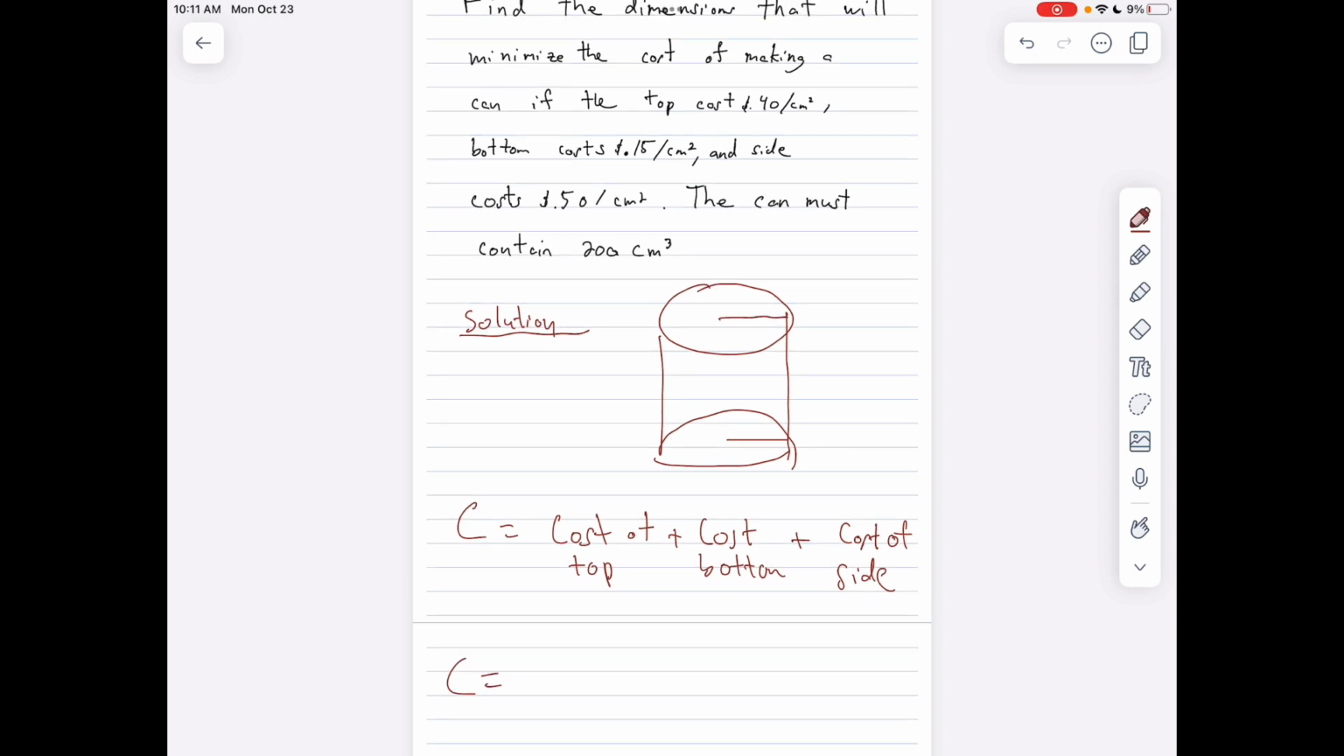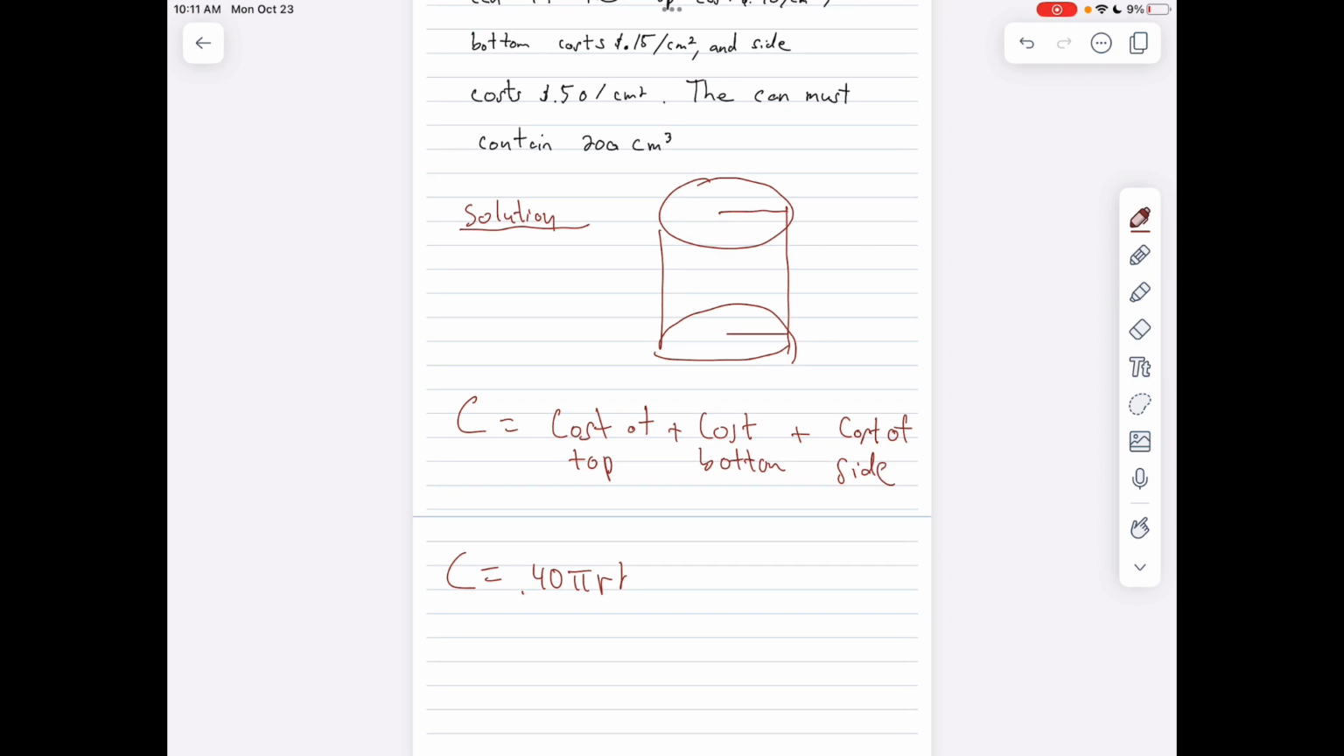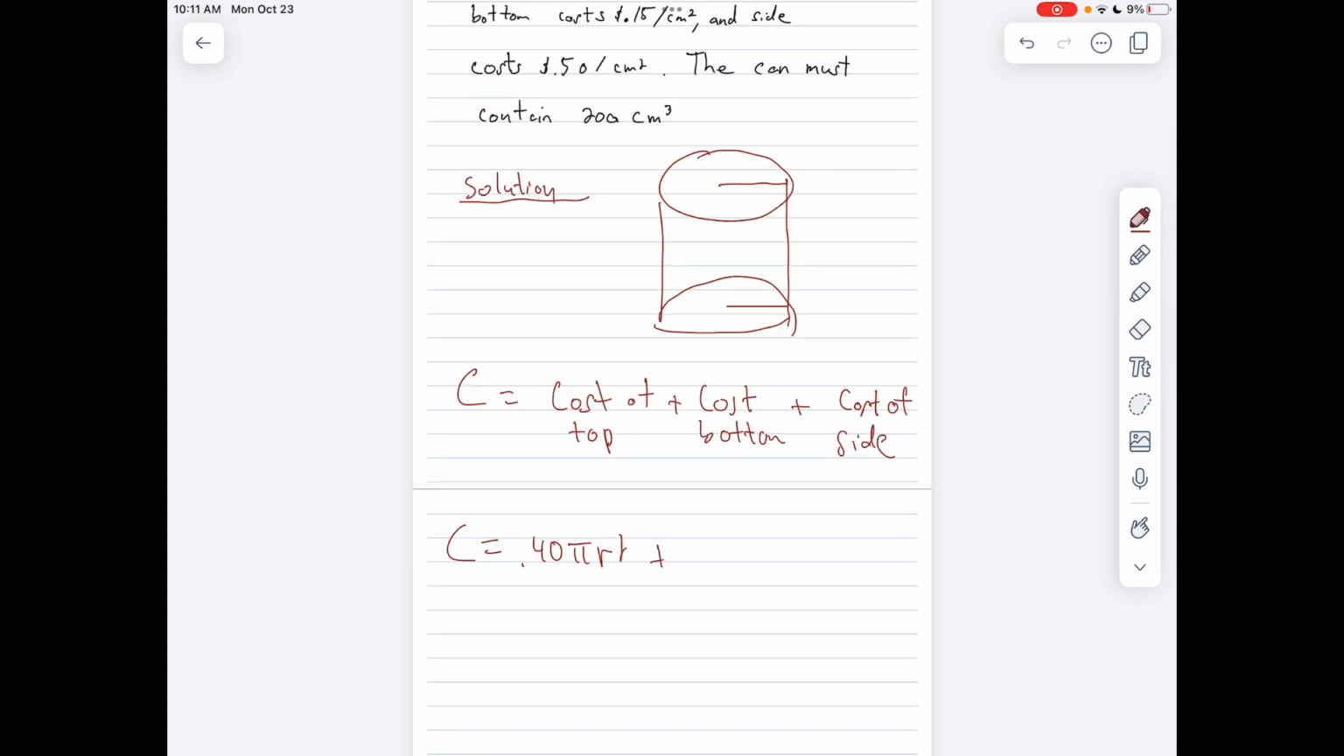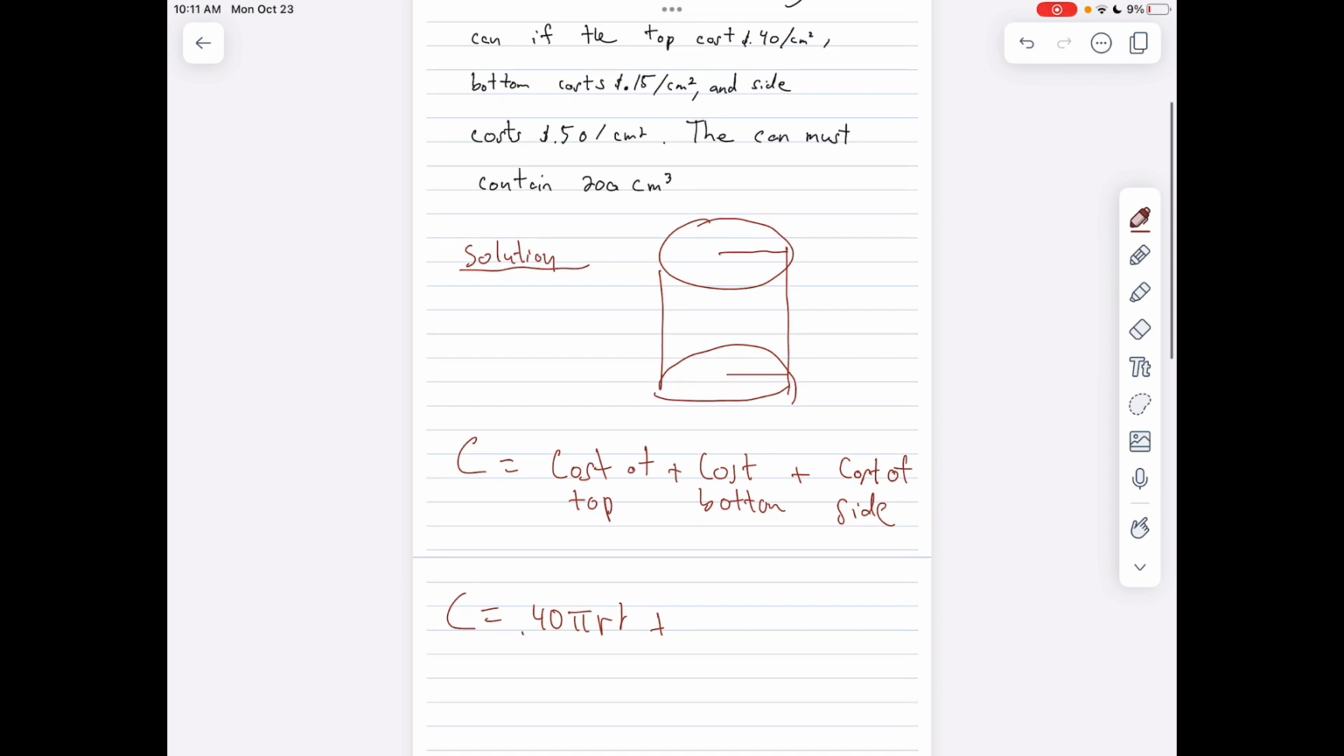The cost of the top, I would say, would be the area of the top, pi r squared, times 0.40, because you have a 40 cents per square centimeter cost, and the total area would be pi r squared. So the cost per centimeter squared times the total number of centimeters squared, that's the area, that's the pi r squared, gives me the total cost. For the bottom, it's very similar because it's a circle as well, except that it would be 0.15.